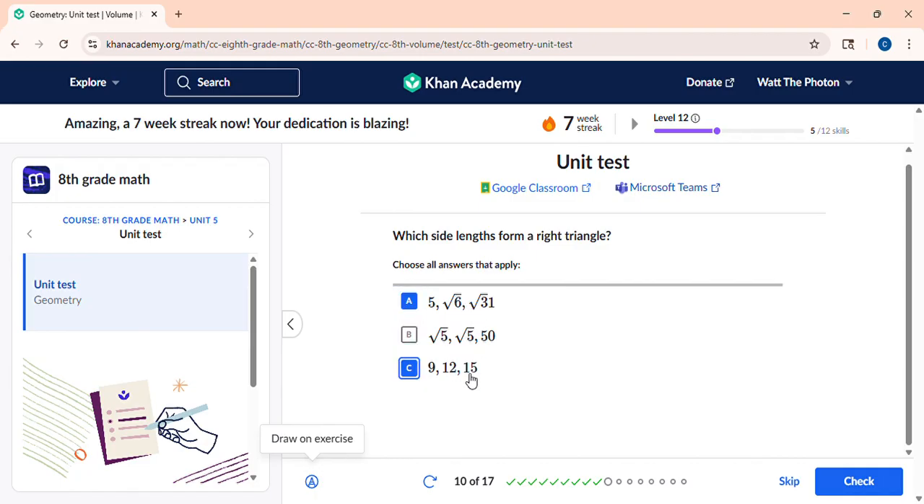31 squared, that seems right. 81 plus 144, that also seems right.